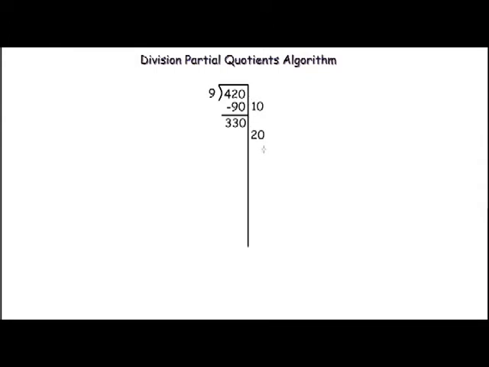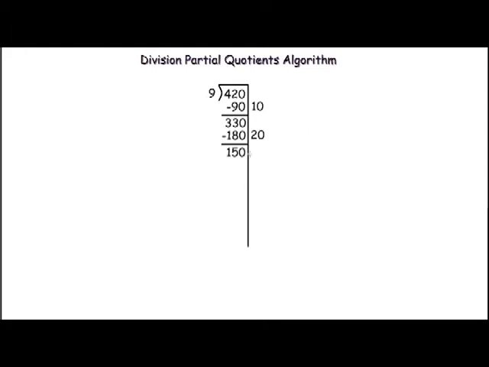The 10 spot and the 1 spot line up because we are going to be adding these numbers together at the end. So 9 times 20 is basically double what 9 times 10 is. So we have 180. So then we want to take 180 away from 330 and we get 150. So we've still got some 9s in our remainder.